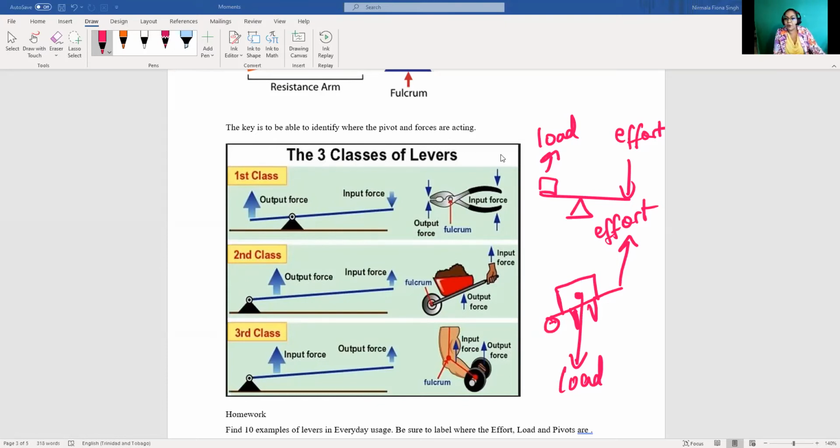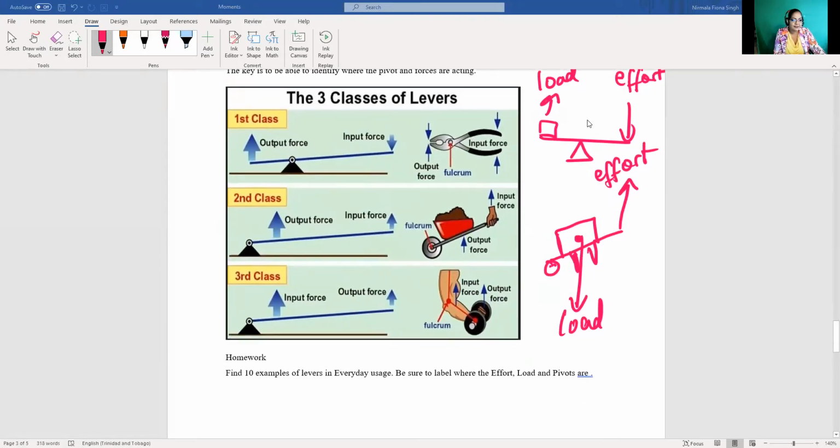So for homework, it's not homework to submit, but it's homework that you need to know, because this type of question comes both in your long paper and in your multiple choice, where you have to be able to look at a diagram and, from your knowledge on how things work, be able to identify where your pivot is, where your effort is, and where your load is.